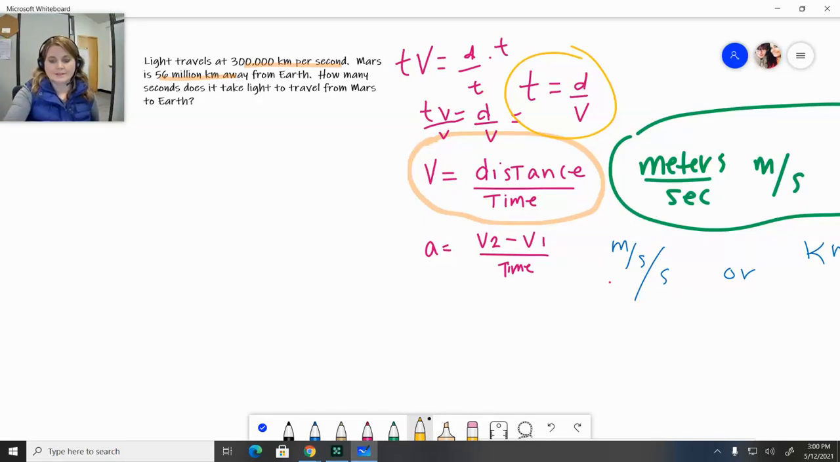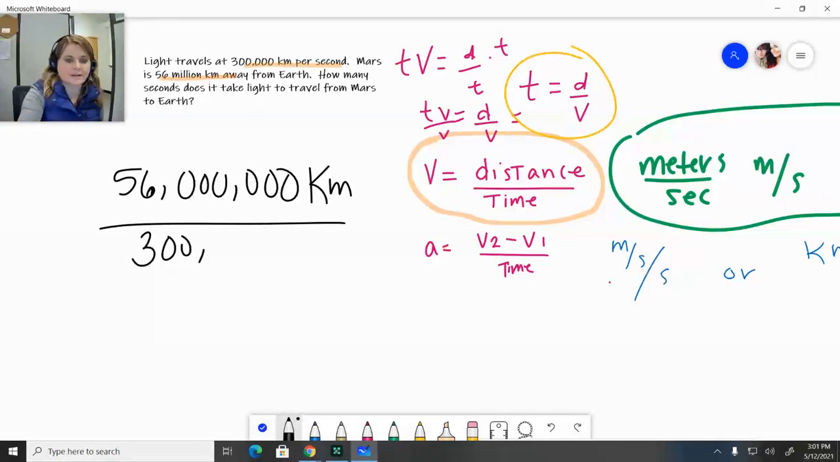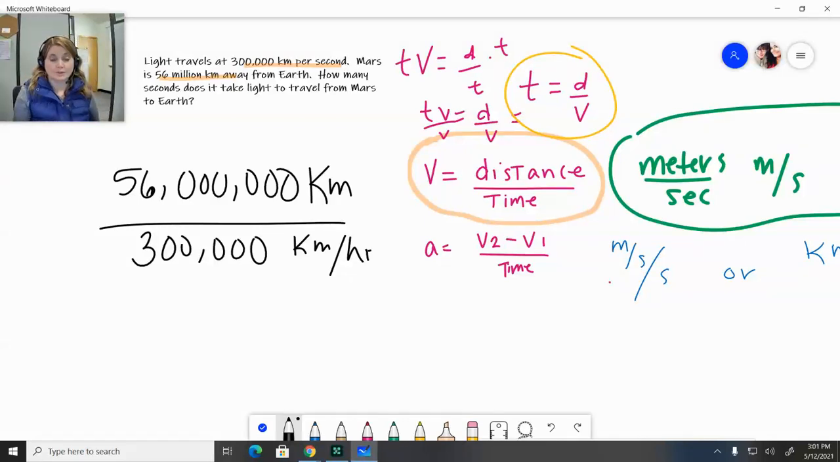Okay. So our distance, 56 million. Our velocity, 300,000. So take 56 million and divide it by 300,000.